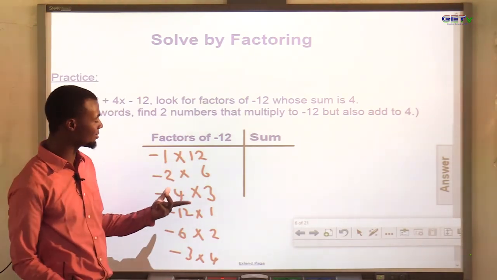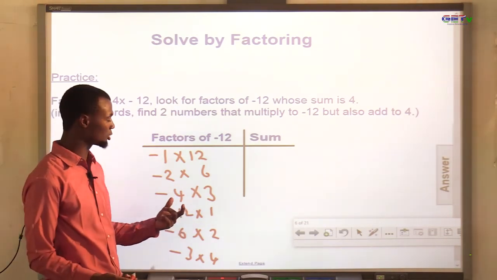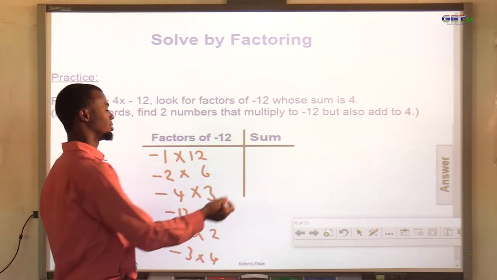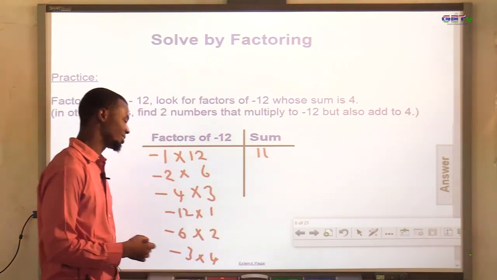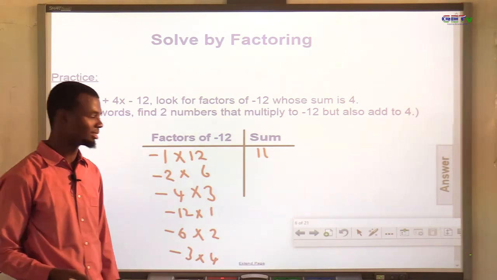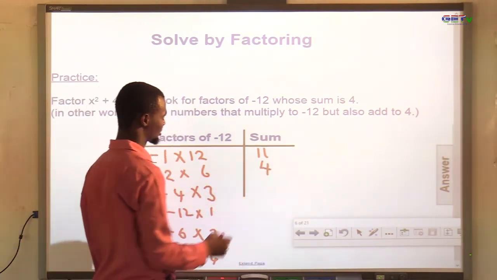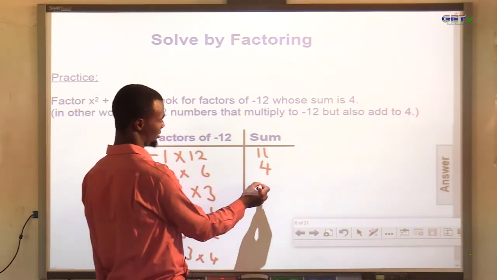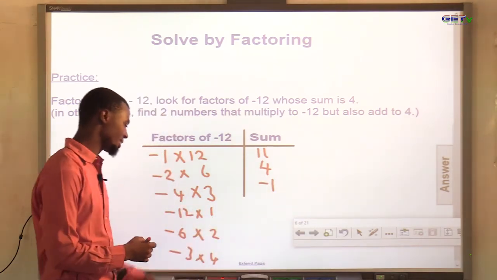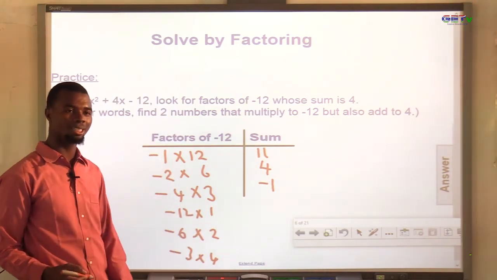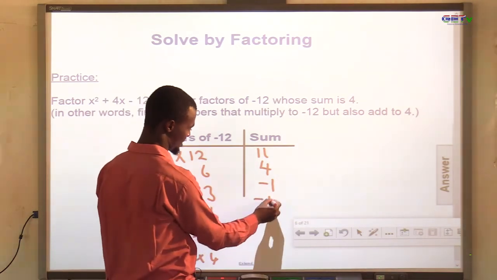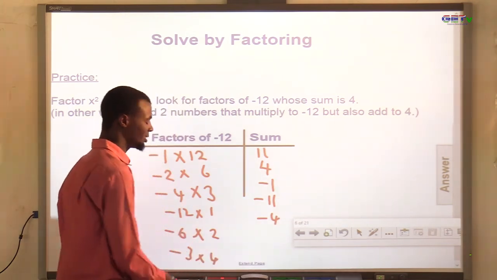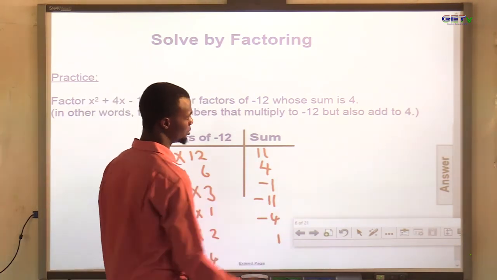Let's see if we add these factors, whether they can give us a sum of 4. Negative 1 plus 12 gives you 11. Negative 2 plus 6 gives you 4. Negative 4 plus 3 gives you minus 1. Negative 12 plus 1 gives you minus 11. Negative 6 plus 2 gives you minus 4. And negative 3 plus 4 gives you 1.